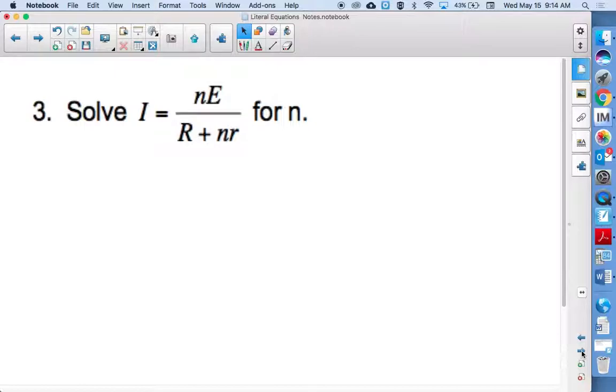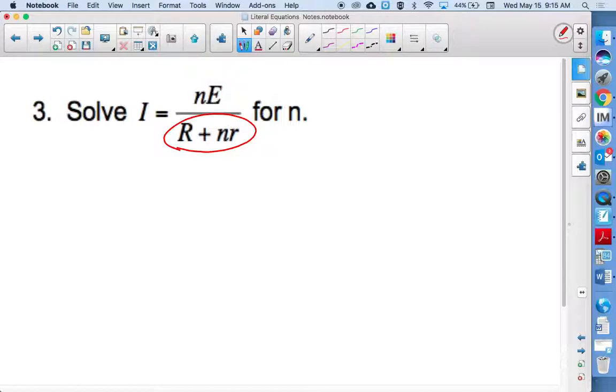This one is a little more involved because there's two n's, one in the numerator, one in the denominator. Somehow we got to get those n's together because our goal is to have n by itself. So what would you do first? Try and think of it like something algebraically that you could do. Morgan, what do you think? Multiply by r plus n. Yeah, let's get this piece out of the denominator. So she said multiply. So if we multiply that, what would that become then, Morgan?